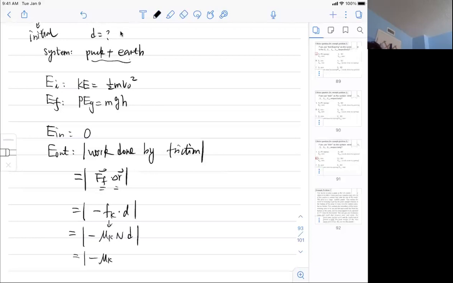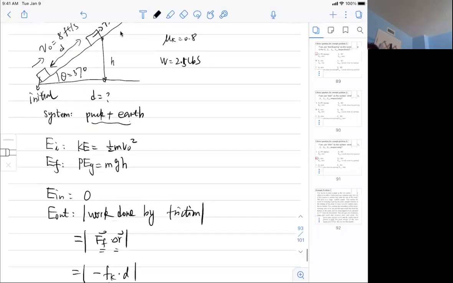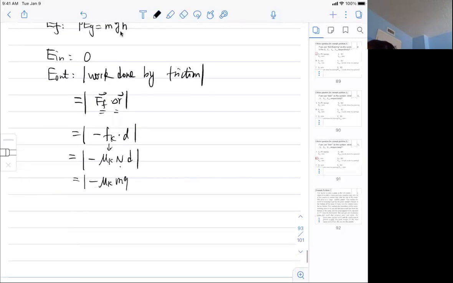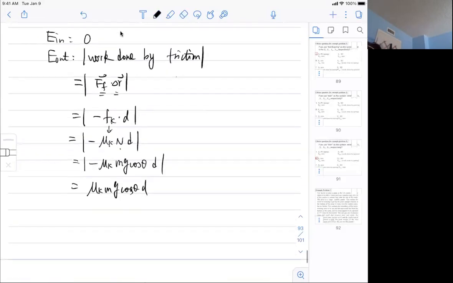Again, what is your normal force? Here you have a normal force that is up on the ramp. Hopefully you still remember the normal force for something on the ramp is mg cosine theta. So you can see that the work done by friction on the ramp, after all these steps, is mu mg cosine theta times d. So you can plug everything back into the energy equation.